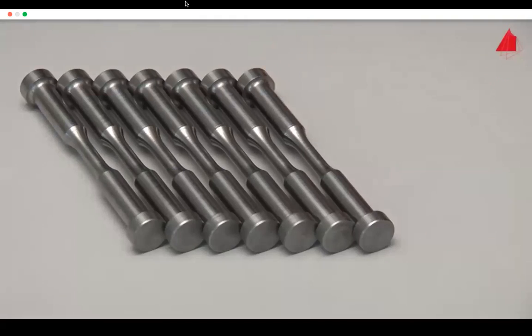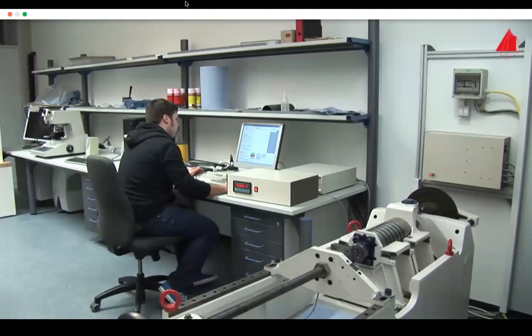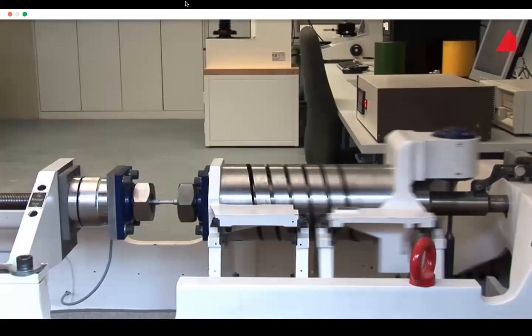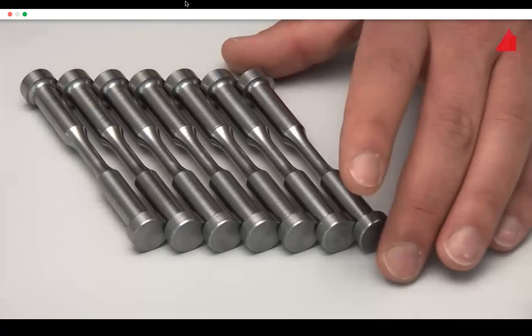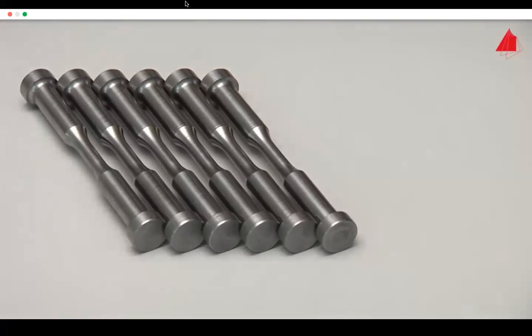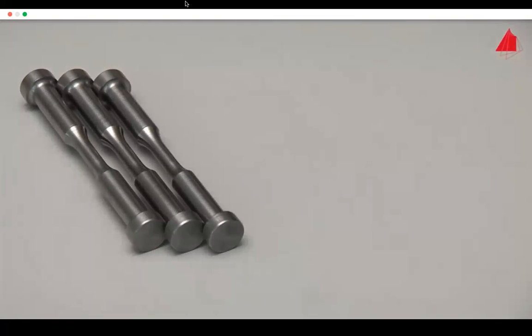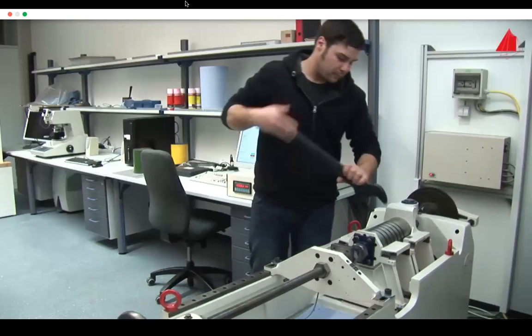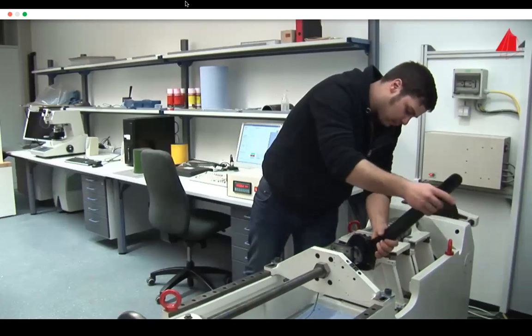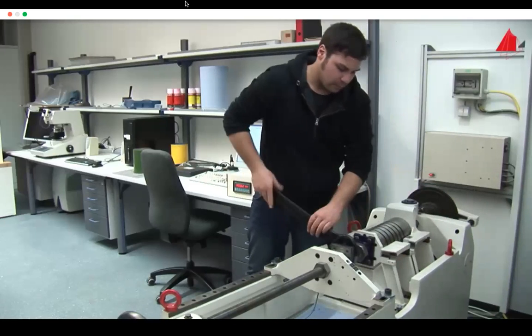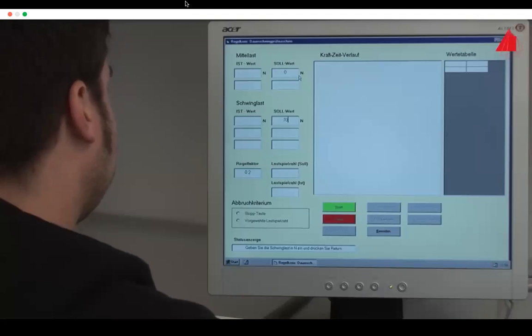The third specimen is only tested with a cyclic load of 6.5 kilonewtons. Under this reduced load, it does not break even after 3 million load cycles. Additional specimens complete the series of measurements. Some of the specimens are tested with the same load we've already used. In this way, we get an impression of the range of scattering.